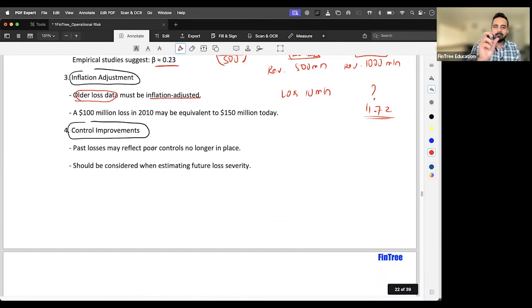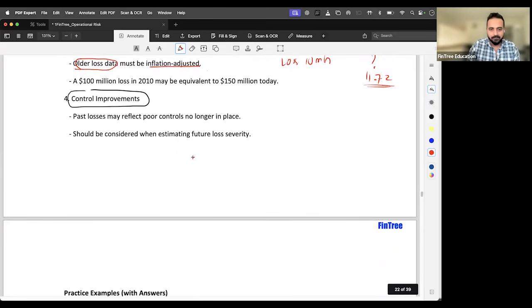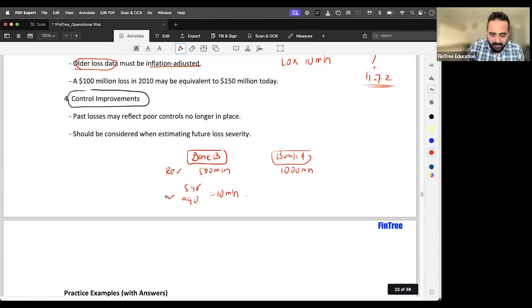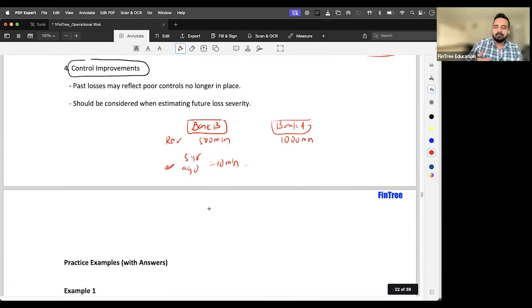Now, I can combine the two items and create a beautiful question like this. Imagine Bank B, which currently has revenue of 500 million, 5 years ago had a loss of 10 million, whereas Bank A has a revenue of 1,000 million. Now, this is a 5-year-old loss. Obviously, in inflation terms, it is going to be higher. So what's the inflation? Let's say 10% per annum.